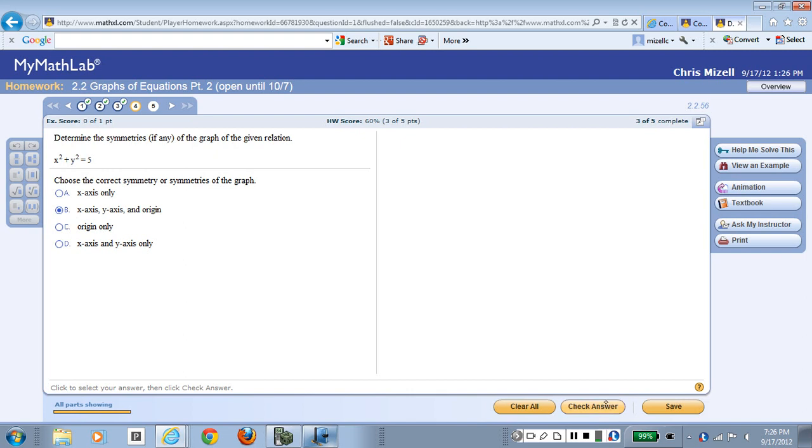It is a circle. We look at equations of circles in this section. X squared plus y squared equals 5 is a circle centered at the origin with the radius length the square root of 5. Funny that they chose the 5. I would think they would have chosen a perfect square, but the radius length is the square root of 5.